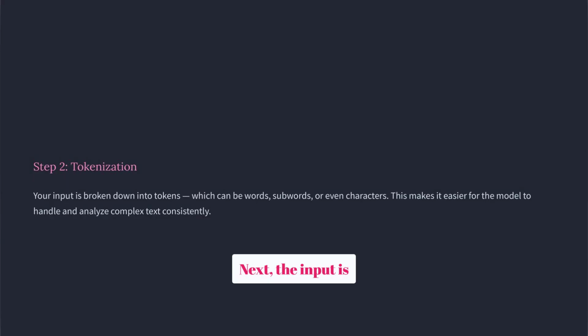Next, the input is broken down into tokens. These tokens can be individual words, subwords, or even characters. This tokenization process makes it easier for the model to handle and analyze complex text in a consistent manner. It's like breaking down a complex problem into smaller, manageable pieces.